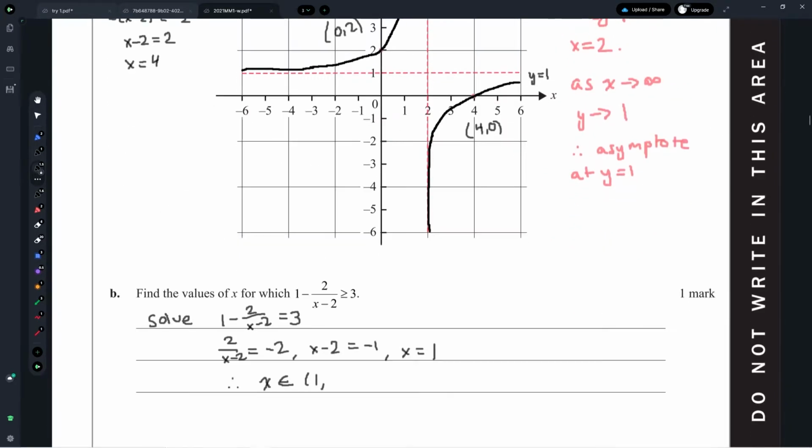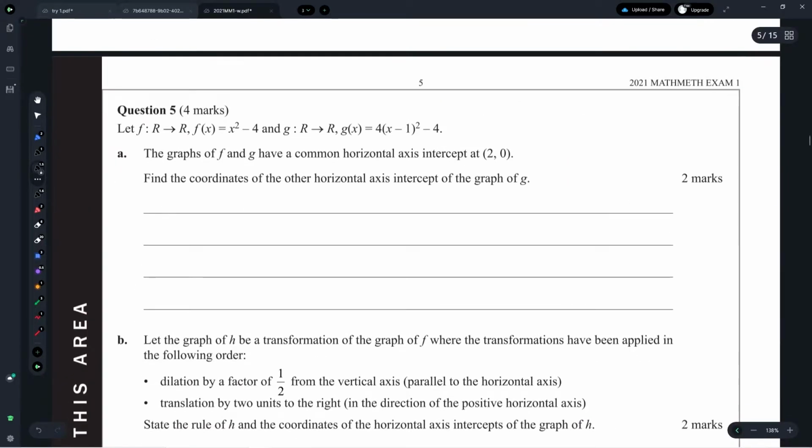It can't be equal to the asymptote, so it has to be less than 2, but it can be equal to 1. So you have to do the square bracket for that.